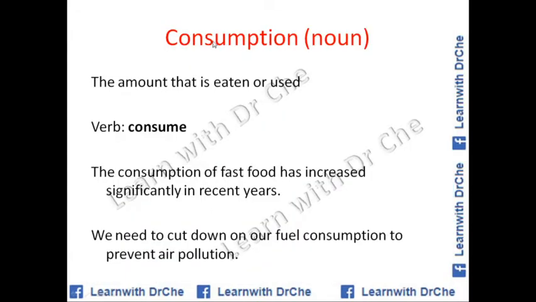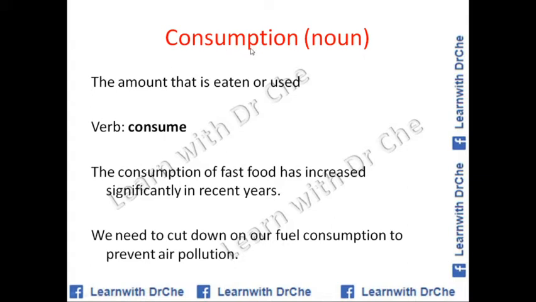So today's first word is consumption. Consumption is a noun, and the verb form is consume. You can use it when you are talking about fast food, a business, any service, or also in the environment topic. You can see there are 3 or 4 topics where you can use this word.